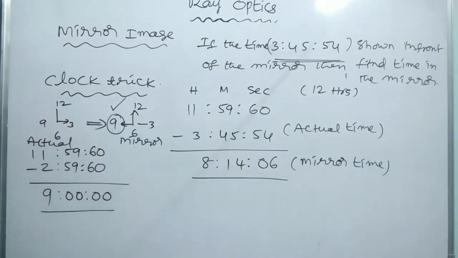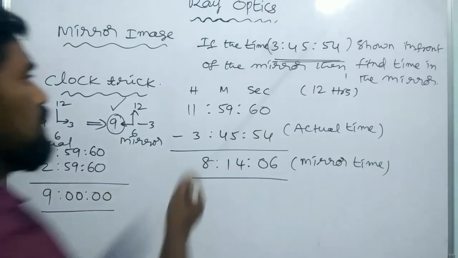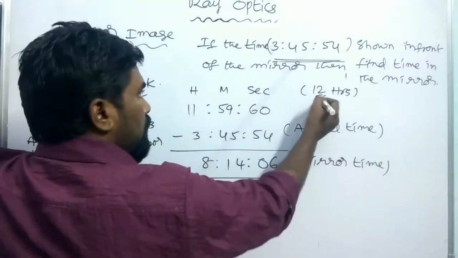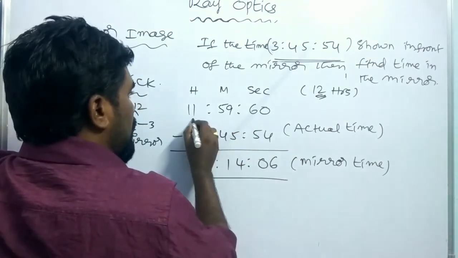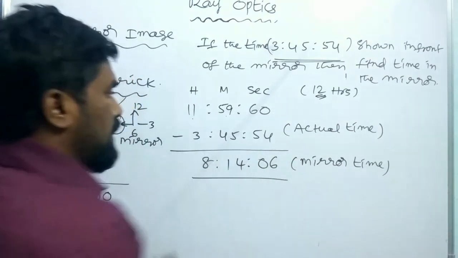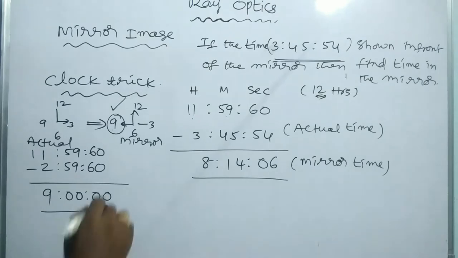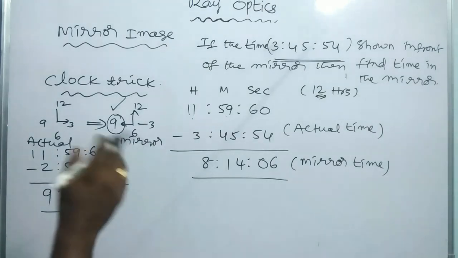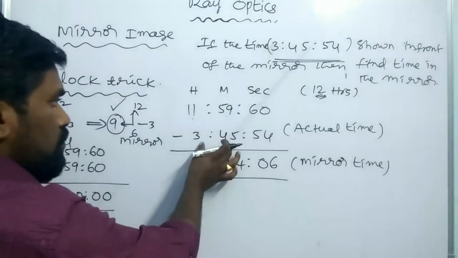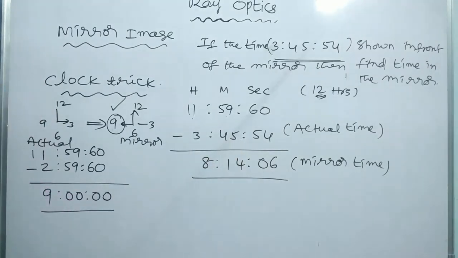Whatever time is given to us, we have to subtract from 12 o'clock, which will be converted as 11 hours, 59 minutes, 60 seconds. What they give us will also be written in terms of this type. Okay, so this is the method. So this is the trick for the clock image.